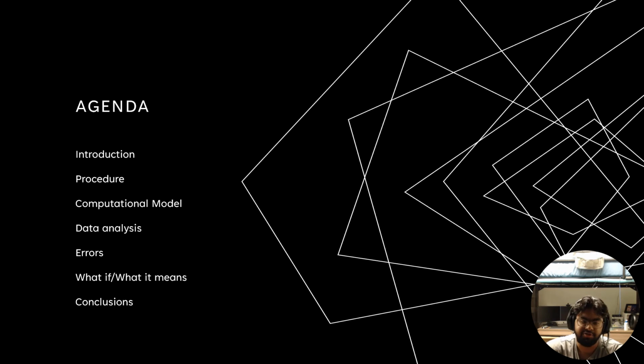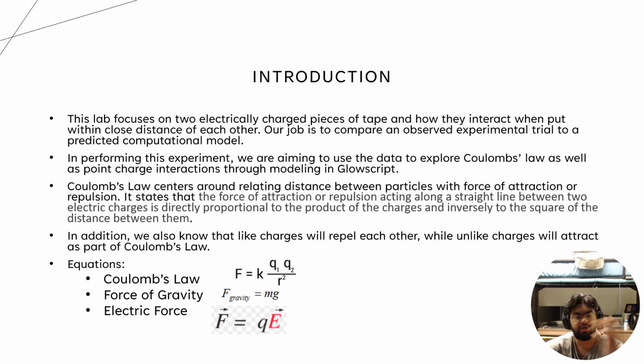So I'll start off by introducing it, going through the procedure, the model, the data, and then the errors, and then what if and what it means. To start off, this lab focuses on two electrically charged pieces of tape and how they interact when you put them within a close distance of each other. Our job is to compare an observed experimental trial to the predicted computational model.